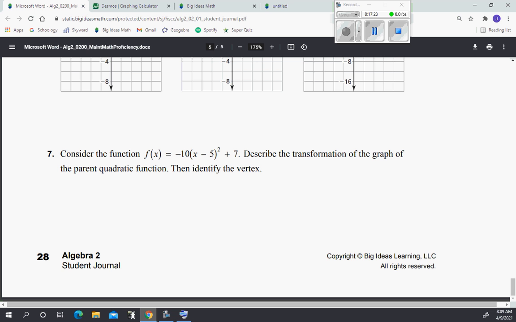So on your last problem, consider the function f of x equals negative 10 times x minus 5 squared plus 7. Describe the transformation of the graph of the parent quadratic function, then identify the vertex. Okay, so let's first describe the transformation. Remember, every little thing moves this graph. We'll start with this negative. What does it do? Flips over the x-axis.